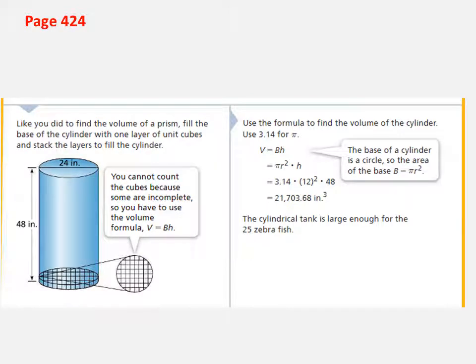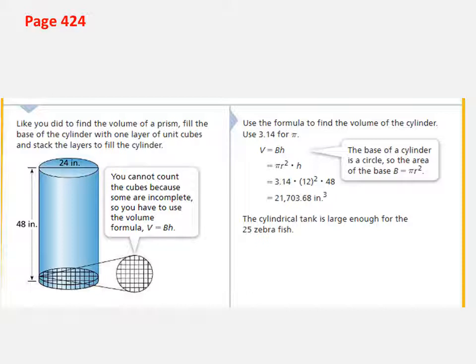Page 424. The question is, find the volume of this cylinder. Look at this cylinder. What is the 48? The 48, of course, is the height. And what is the 24? 24 is not the radius length. 24 is the diameter length. So it's the diameter of the base. Of course, the base is a circle.